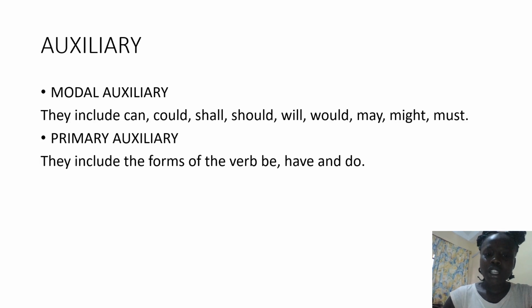The auxiliary. There are 2 types of auxiliaries, the modal auxiliary and also the primary auxiliaries. The modal auxiliary include the can, shall, will, may, would, may, might, must, and the primary auxiliary includes the forms of be, forms of have, and also the forms of do.